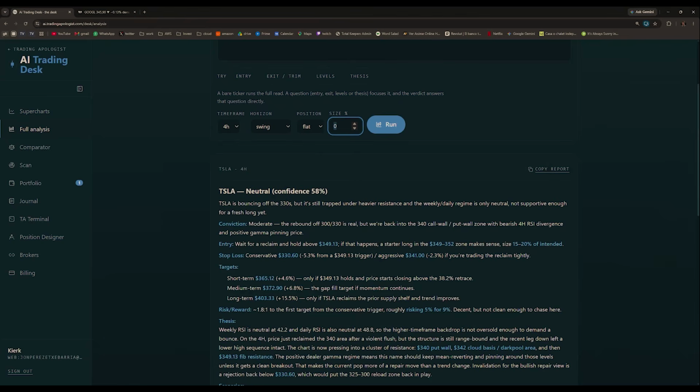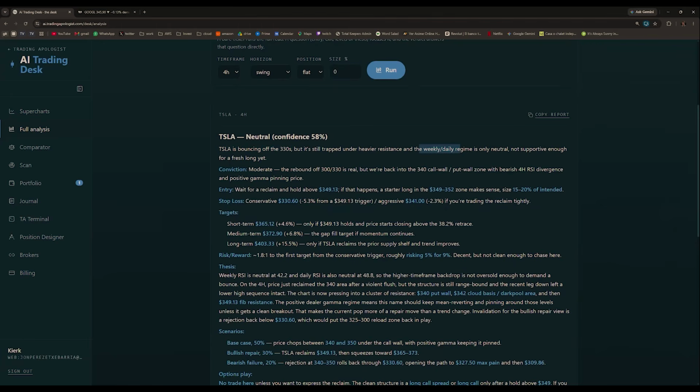This is what the AI is saying. So currently, the read on Tesla is neutral with confidence 58%. They are capped, max is 100. So neutral is 58, maybe bullish is 22, and the remainder is more bearish, right? So indeed, Tesla is bouncing from the sell. On the weekly and daily, the regime is basically neutral, not supportive enough for a fresh long.